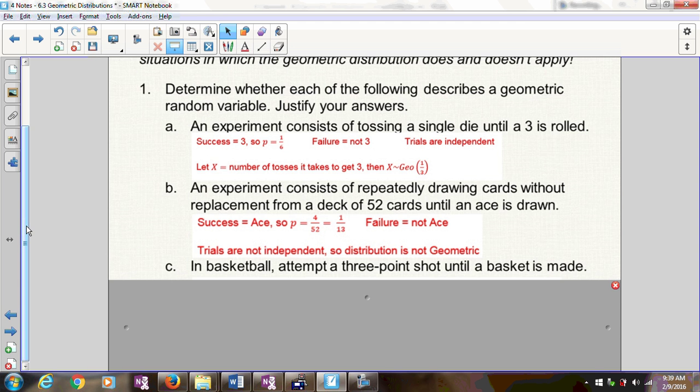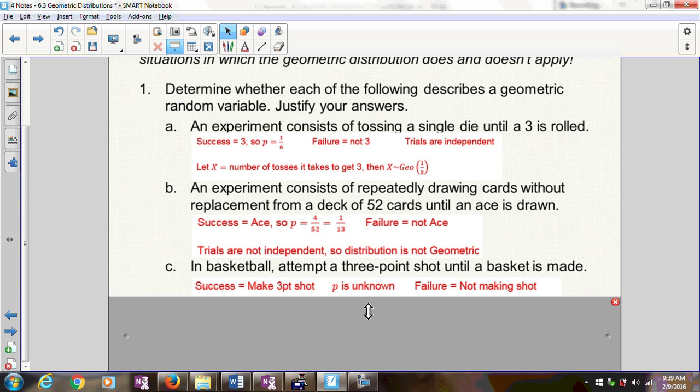And again, this sounds geometric, but we got to think about the information that we need. So a success in this case would be making the three-point shot. The problem is we don't know the probability of success. That doesn't mean that it's not geometric. It just means that we wouldn't be able to actually calculate any probabilities. So our probability of success is unknown.